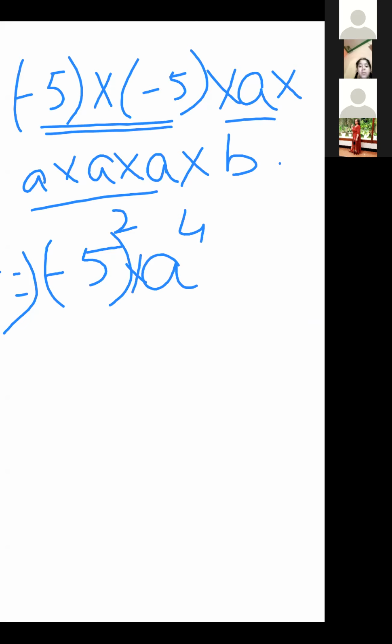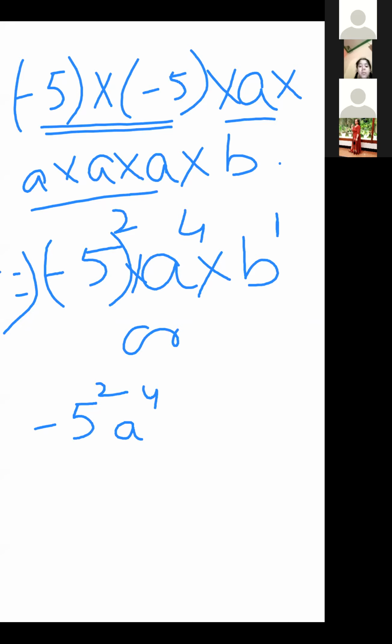You can multiply in between. Then multiply b how many times? 1 time. So you can write 1 or leave it as it is. It's your choice. So b as it is, or if you write the 1, you can write 1. Or you can write minus 5 raised to power 2, a4 b. Okay? If you write different alphabets, number and alphabets, you do not need to write the multiplication sign in between. Understood all?